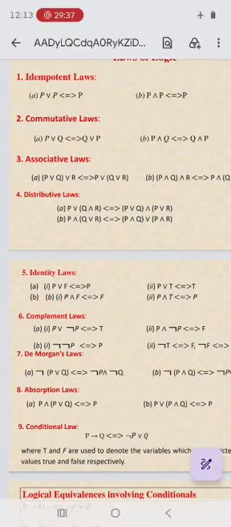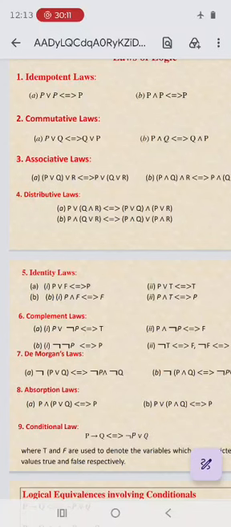Next one is the distributive law: P or (Q and R). In this law two operators, and and or, are used. It is equivalent to (P or Q) and (P or R). Then the other distributive formula: P and (Q or R), which is equivalent to (P and Q) or (P and R).